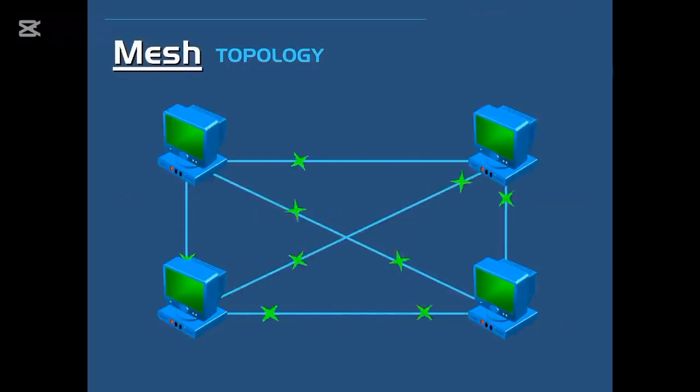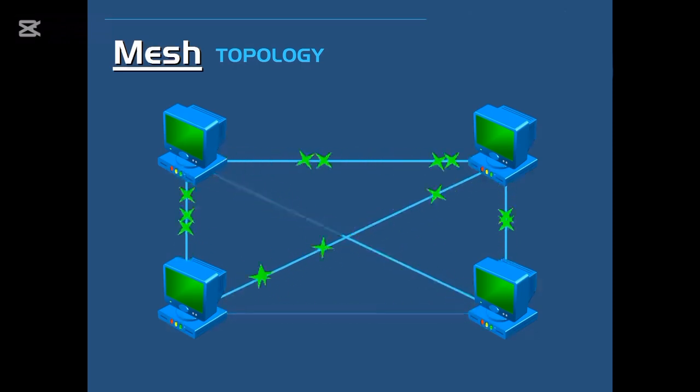The most commonly used and reliable topology is known as mesh, where each and every node or device in the network is connected with the others. Here you can see there are four devices connected to each other, and there are three paths from each computer or node towards the others.